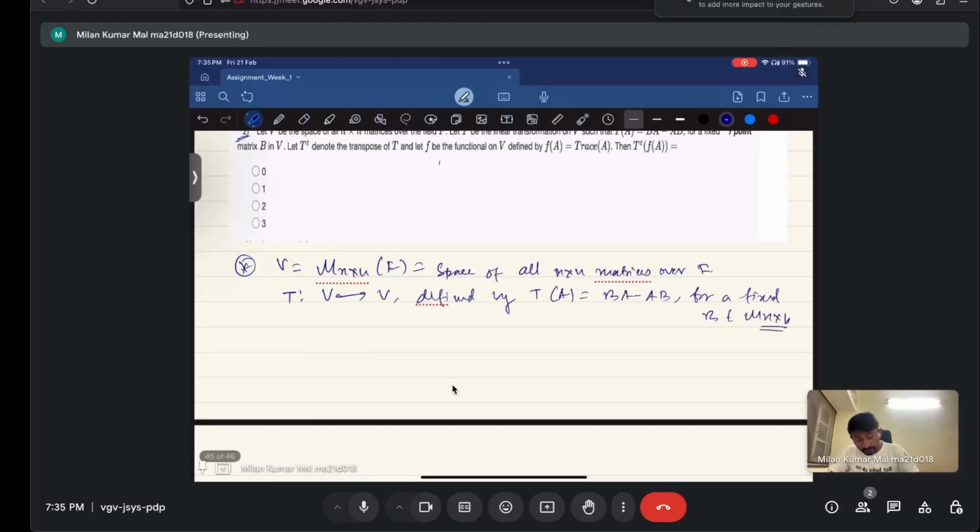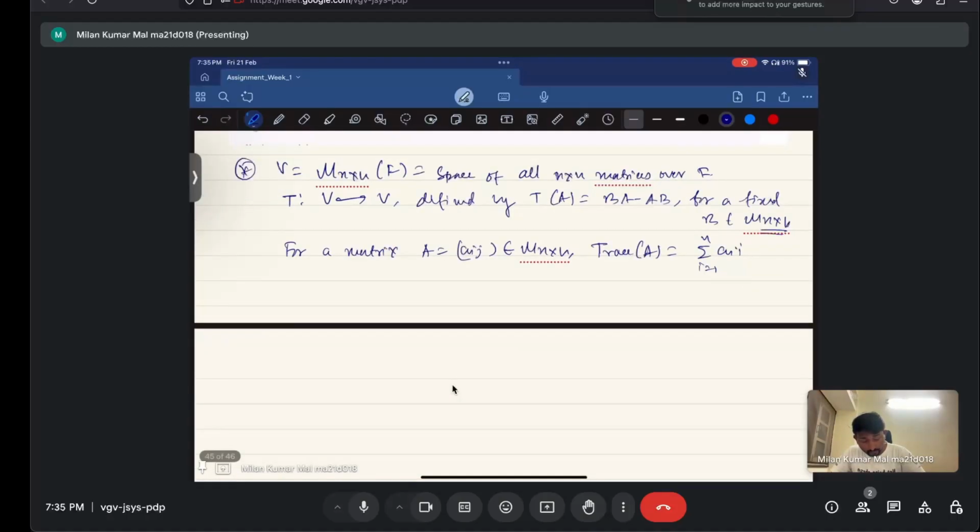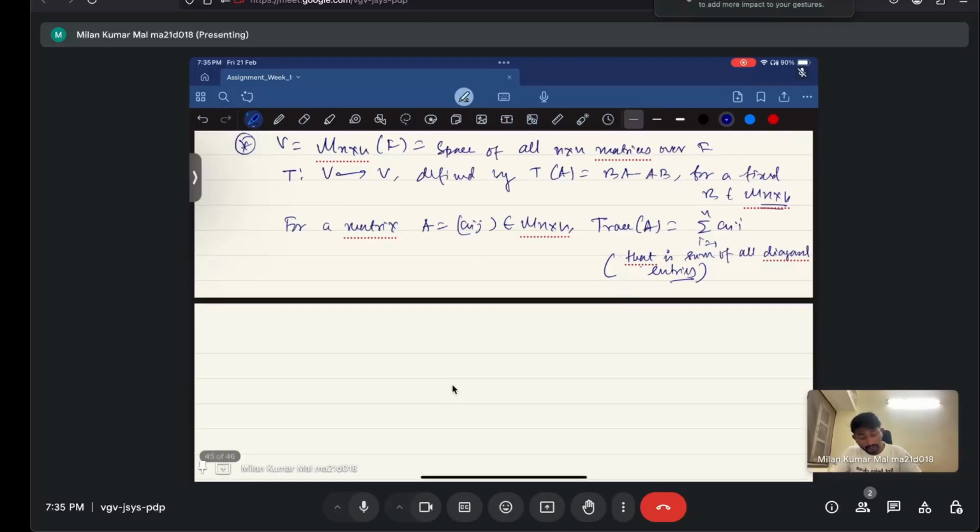Now it is known that for a matrix A equals Aij in n by n, the trace of A equals the summation of Aii, which means the sum of all diagonal entries, right? So the sum of all diagonal entries.